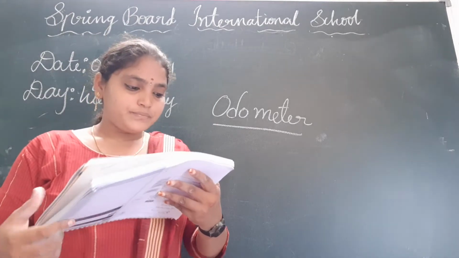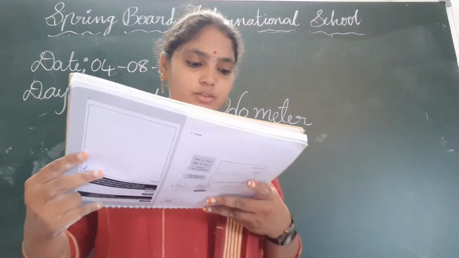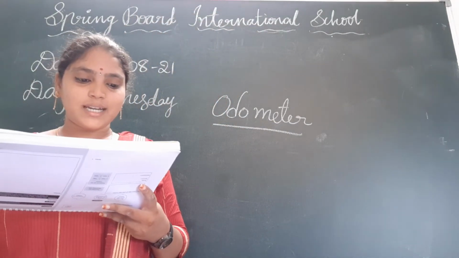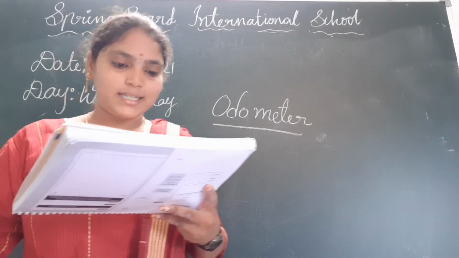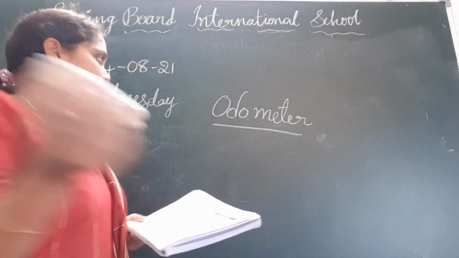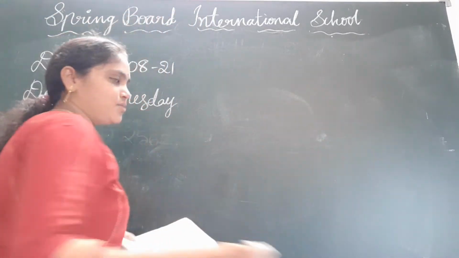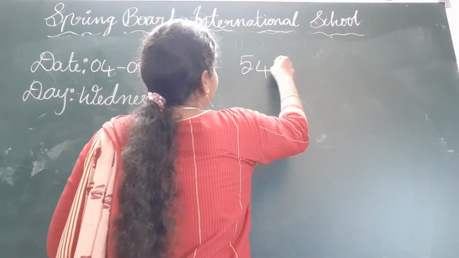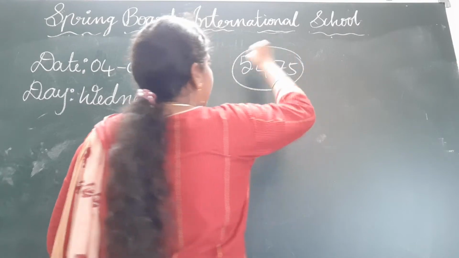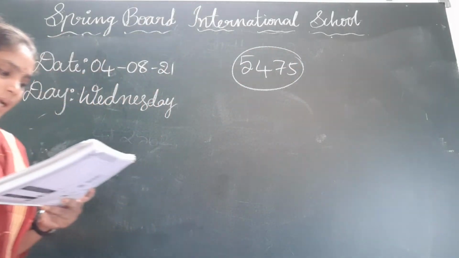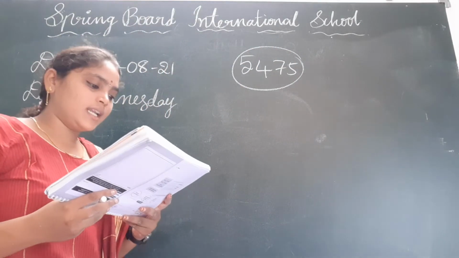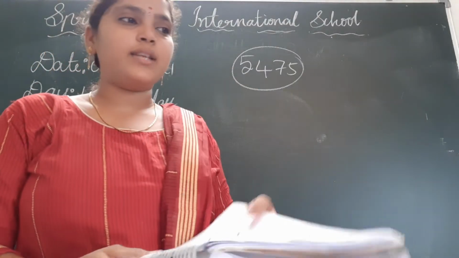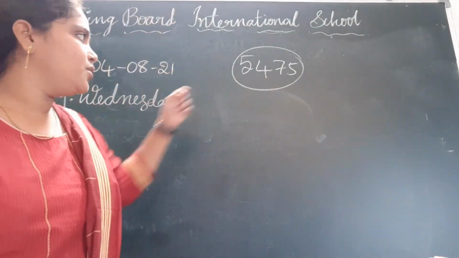Now here three questions are given. First one: the number that is circled in the odometer tells us the distance travelled by the car. So this is the distance travelled by the car, 5475. First read the number and write it here. Everyone read it, children.